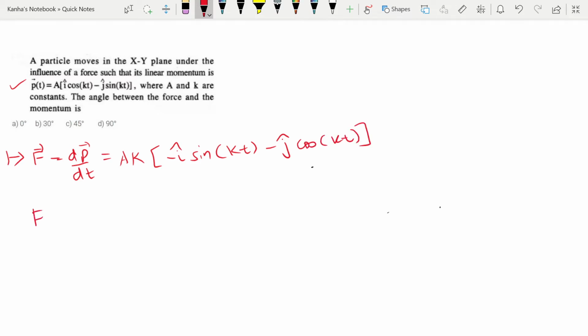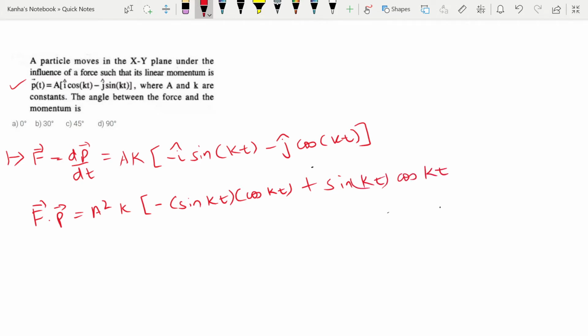Now what you do is you take the dot product between f and p. What you get is k squared minus sin kt cos kt plus sin kt cos kt, which is nothing but 0. Now the dot product is 0. That implies the angle is equal to 90 degrees. Okay, this is one of the previous year's questions. Let's go further.